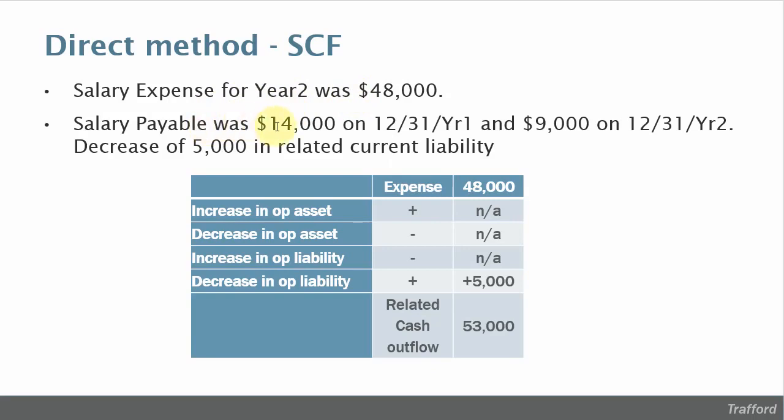Salaries payable started out at $14,000 and decreased to $9,000 during year 2. So this is an operating liability account and it decreased during the year. Our schedule tells us that if we have a decrease, and again we're using the pluses and minuses from the expense column now, because our liability account decreased during the year, the schedule tells us we should add that. So $48,000 plus $5,000 is $53,000 of cash paid for wages during year 2.